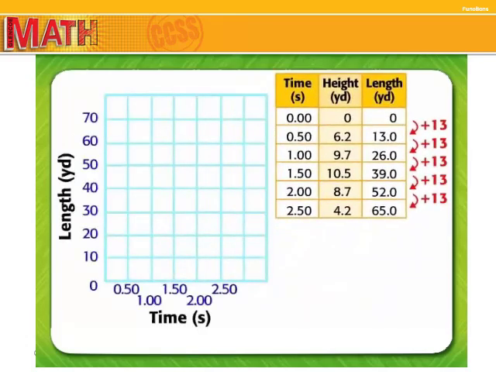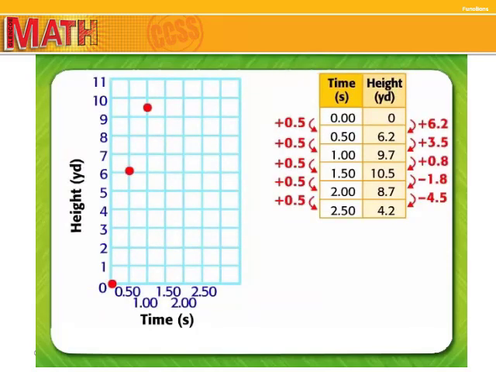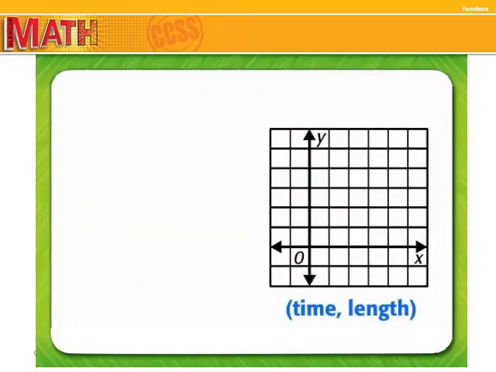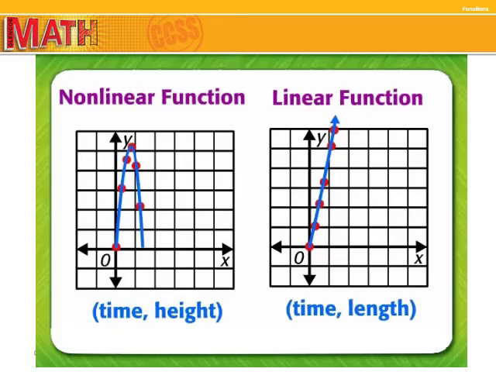Graph the ordered pairs, time, length, on a coordinate plane. Connect the points with a straight line or smooth curve. Graph the ordered pairs, time, height, on a coordinate plane. Connect the points with a straight line or smooth curve. When you graph the ordered pairs time, length, the graph is a straight line. It is a linear function. When you graph the ordered pairs time, height, the graph is a curve. It is a nonlinear function.